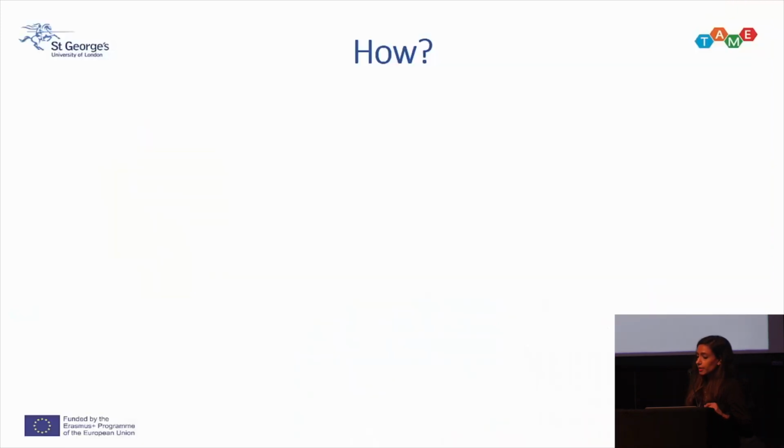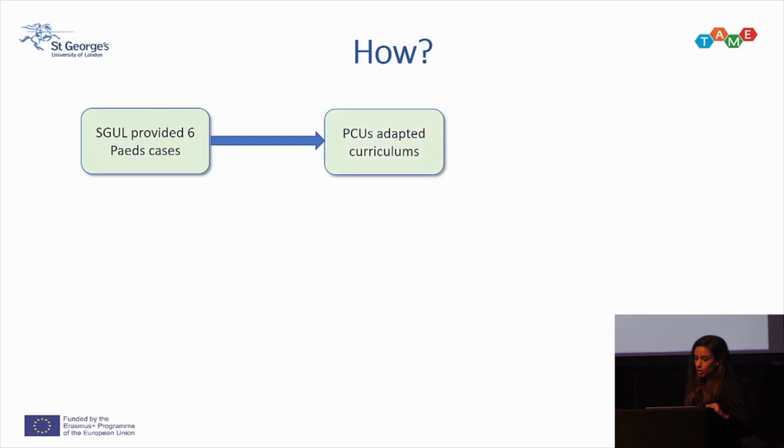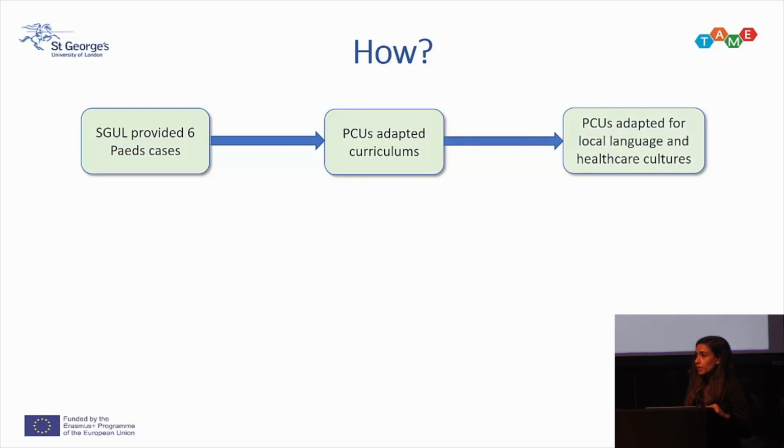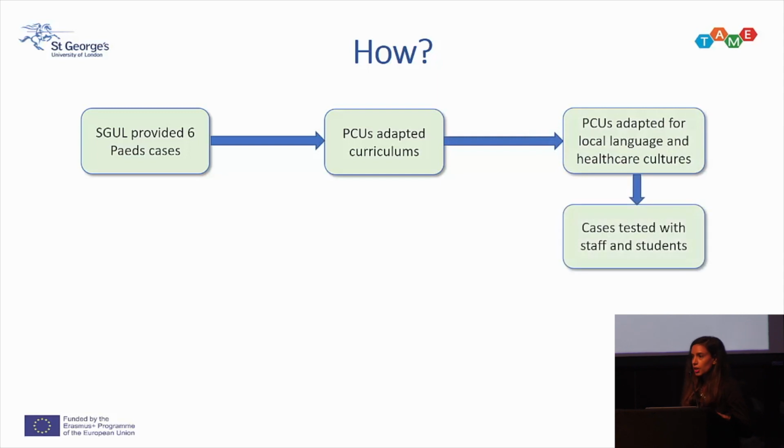So how did we do this? St George's University of London provided 6 cases in paediatrics to the partner countries, who then adapted their curriculums to include these cases. They adapted them to local languages in the healthcare setting. So they changed the dosage, they changed the cultural differences, such as the wordings that they use. They tested this with their staff and students, to see that they were functioning well and they were readable and usable for their students.